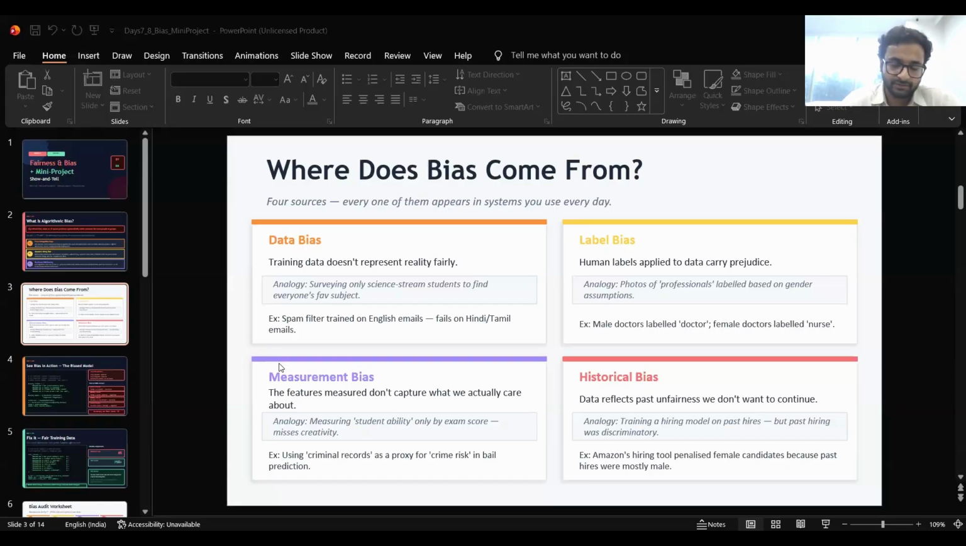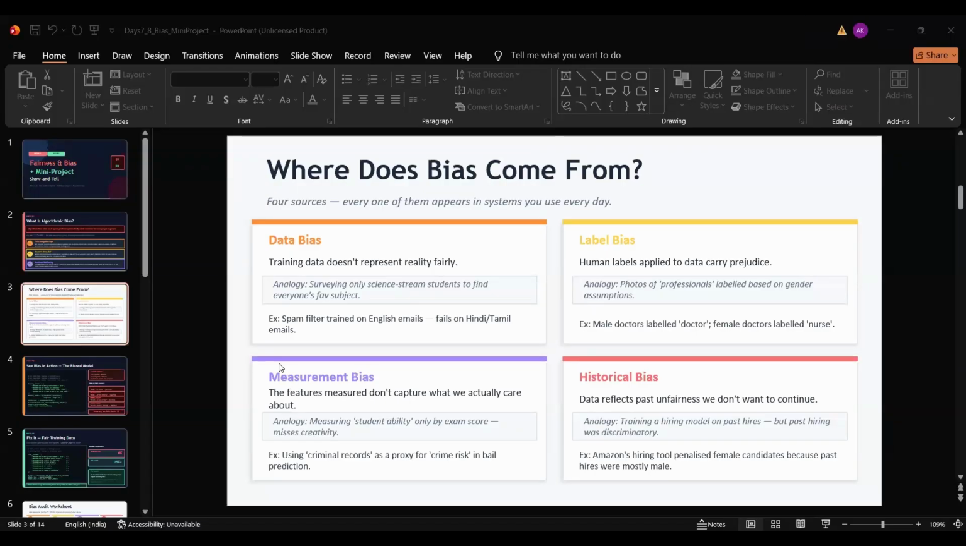If you give marks to a particular individual on the basis of their academic scores, then obviously you miss the pointers wherein the collaborative efforts, the creativity, the hard work, and the dedication of that individual will be missed. So that's a measurement bias.